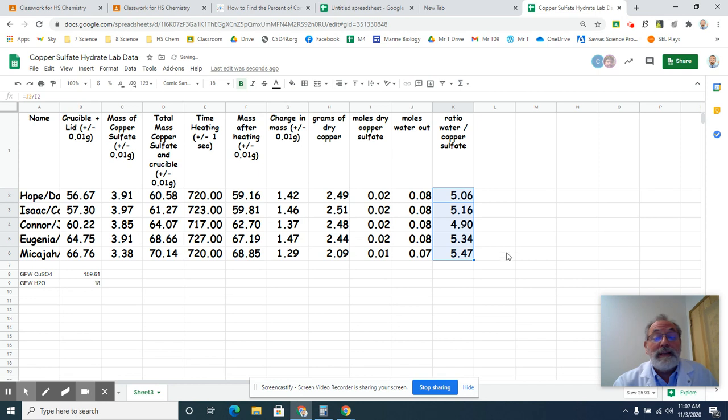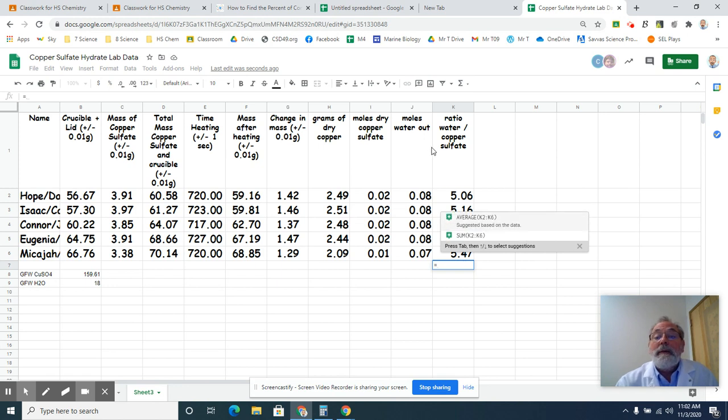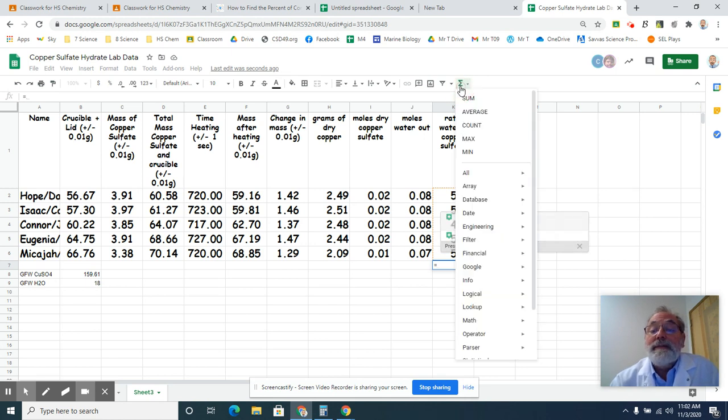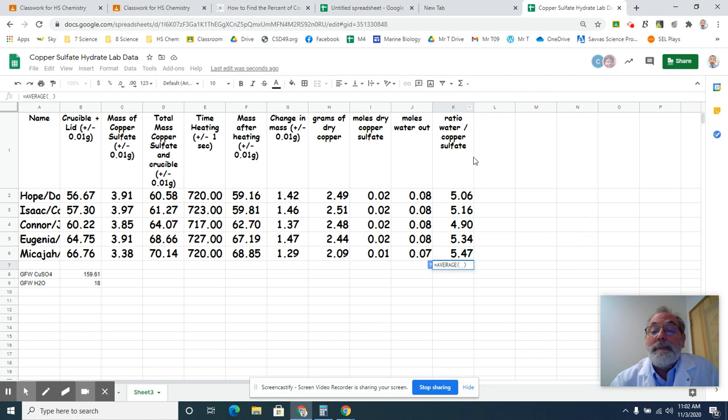Now, I think it would be interesting to know what the average of this block is. So I'm going to go equals, and I'm going to go up here to this. This is your tool for finding formula. So a very common formula is average, and right there it is. Just grab it. And now you highlight the boxes you want to average and enter. You're done.